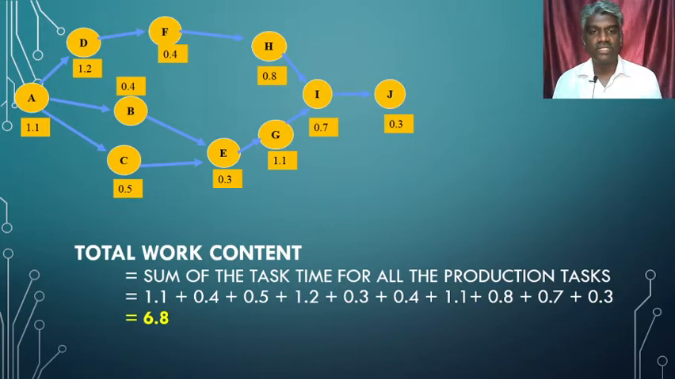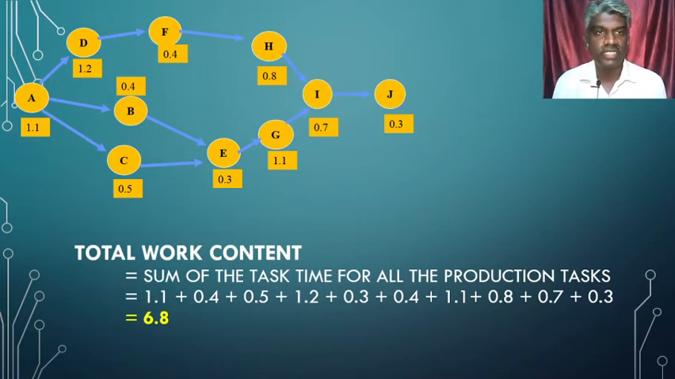To find the total work content, we are going to add all the task times. A takes 1.1 minutes, B takes 0.4, C takes 0.5, and so on. We add up all the task times, and we arrive at the value 6.8. So 6.8 is the total work content for this particular project.